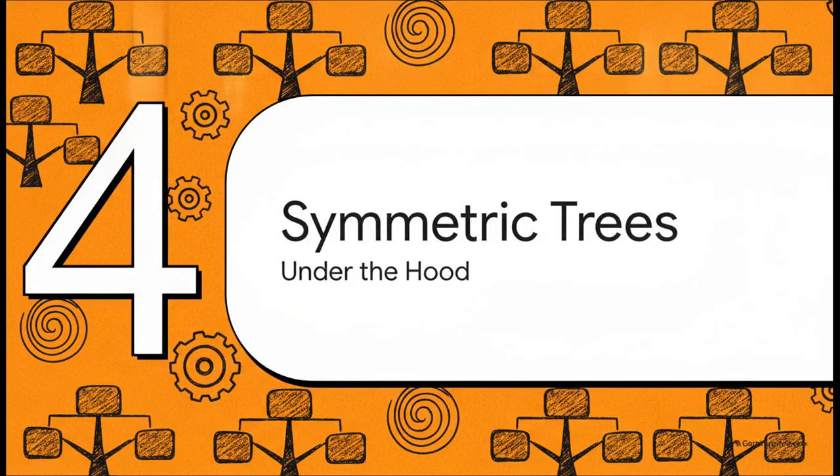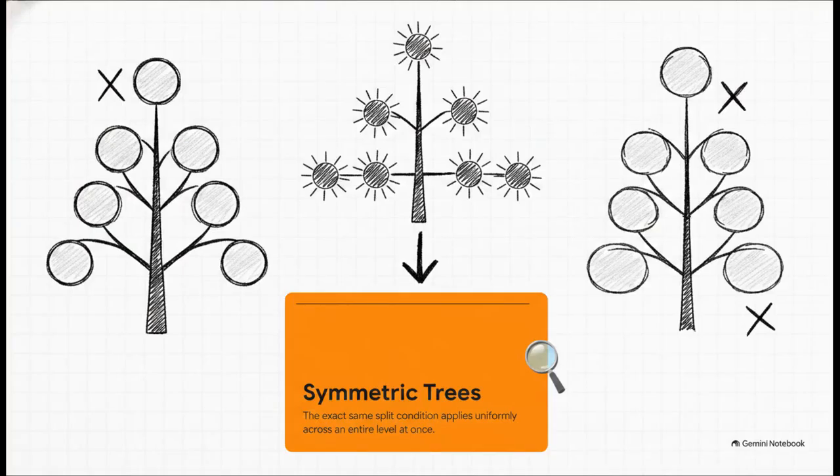Let's look at Section 4, symmetric trees and defaults, under the hood of CatBoost. I really want to emphasize this specific contrast. CatBoost builds what are called symmetric trees. This is a design where the exact same specific split condition is applied uniformly across an entire level of the tree at once. So unlike XGBoost's traditional level-wise growth, and unlike LightGBM's distinctive leaf-wise growth we looked at last time, CatBoost insists on perfect balance. Perfect symmetry across the entire level for every single tree it builds.